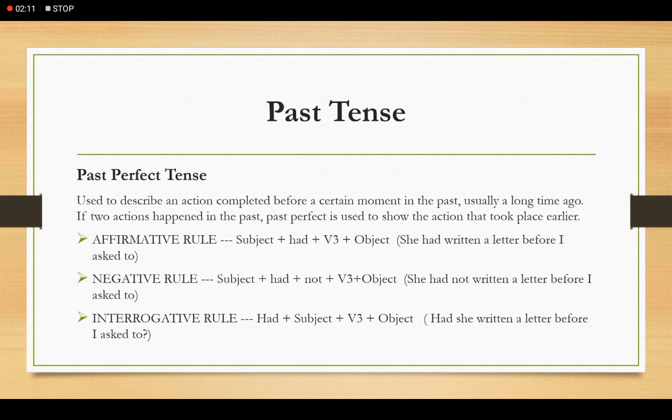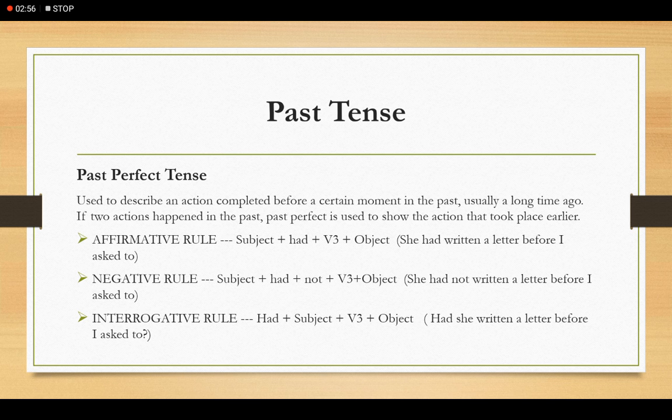Then past perfect tense, used to describe an action completed before a certain moment in the past, usually a long time ago. If two actions happened in the past, past perfect is used to show the action that took place earlier. Generally, in a sentence, two kinds of activity will be mentioned, and both the actions are completed in the past, long time back. Then, in comparison, the activity which was completed before the other activity, that will come under past perfect tense.